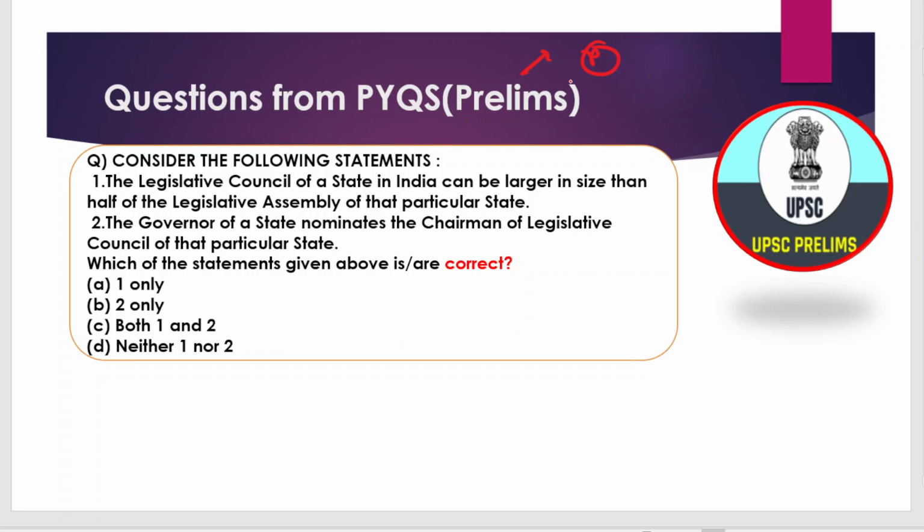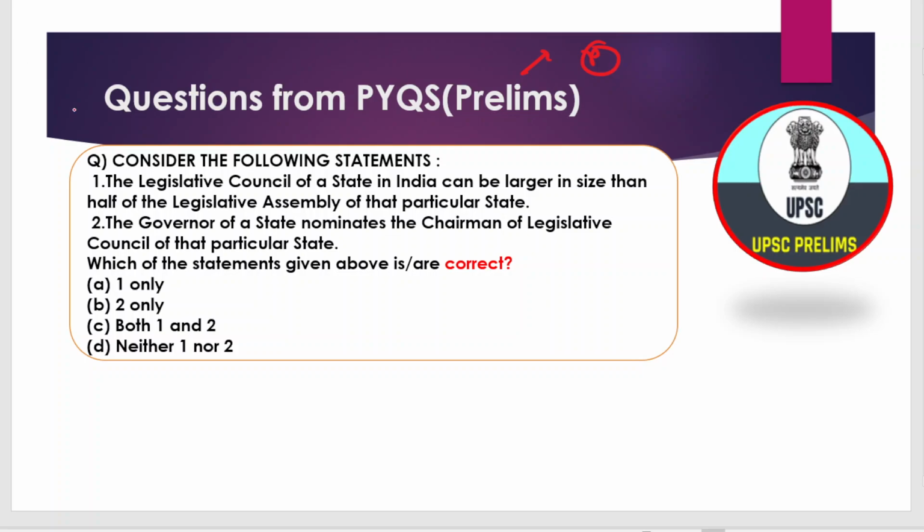And the question is, consider the following statements. Statement 1: the legislative council of a state in India can be larger in size than half of the legislative assembly of that particular state. Statement 2: the governor of a state nominates the chairman of the legislative council of that particular state.